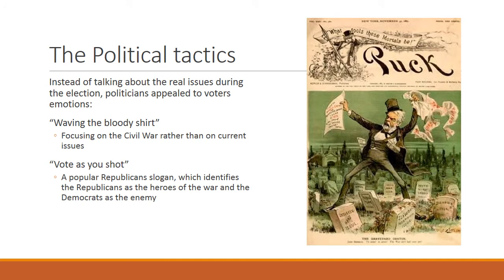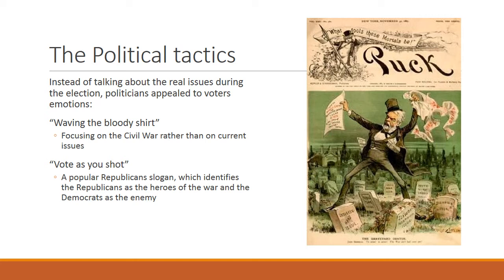During this election, people avoid talking about real issues and instead make emotional appeals to get votes. One of the most famous ways was something called waving the bloody shirt, and there's a cartoon making fun of this right there. And so waving the bloody shirt was a tactic used by politicians where instead of talking about real issues, they would just talk about the Civil War. So they would wave this shirt around and talk about how hard the war was and how hard the North fought and what they did during the war, instead of actually talking about the real issues that mattered. And in this way, they could win support from Civil War veterans and other stuff like that.